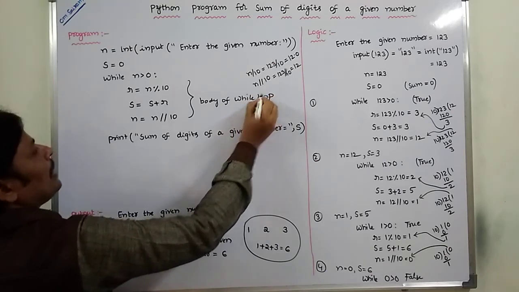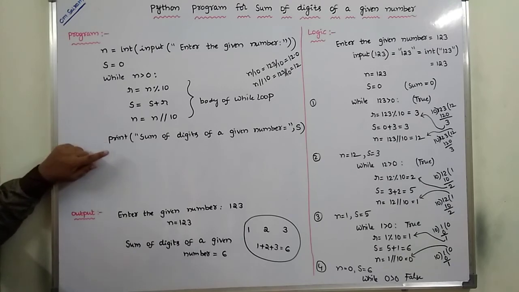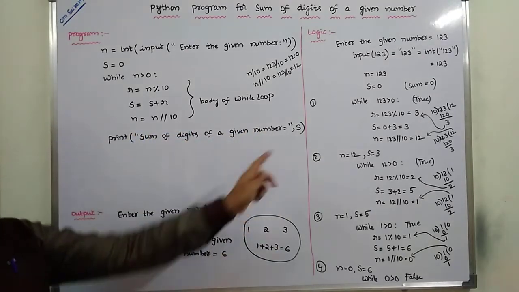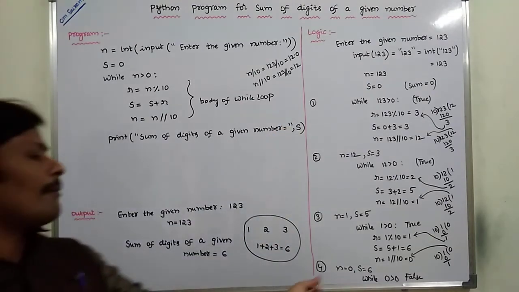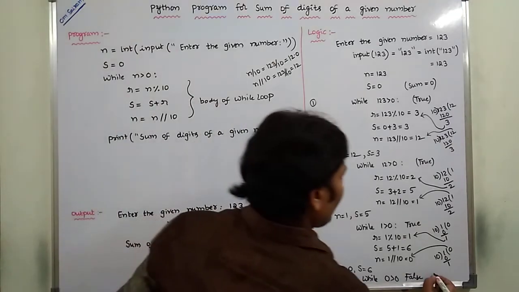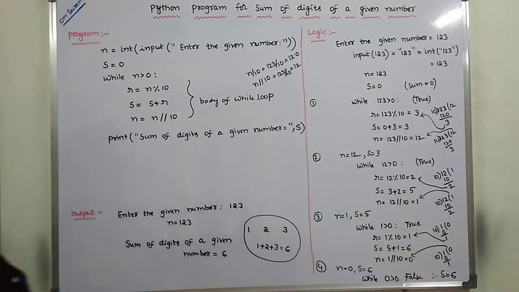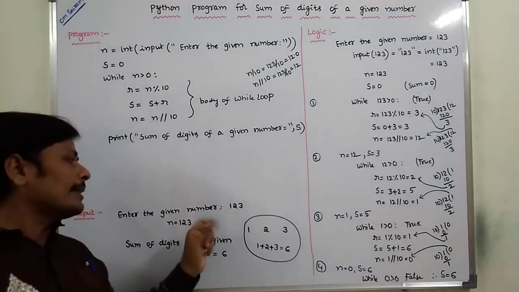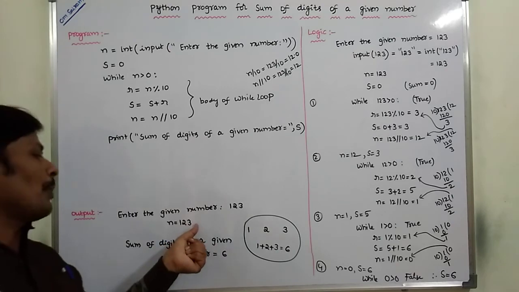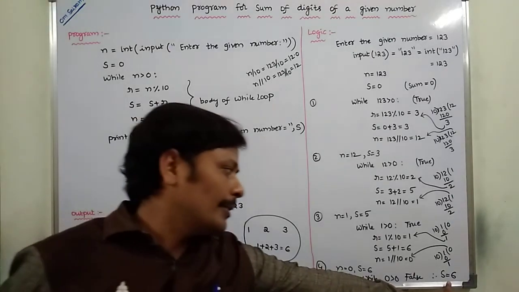So after completing the while loop, what is the statement there? This statement is there. Print sum of digits of a given number is equal to S. What is the value in the S? S is equal to 6. So therefore, S is equal to 6 we are returning. Okay. After adding the digits of a given number 123, 1 plus 2 plus 3, that is equal to 6. 6 we are returning.